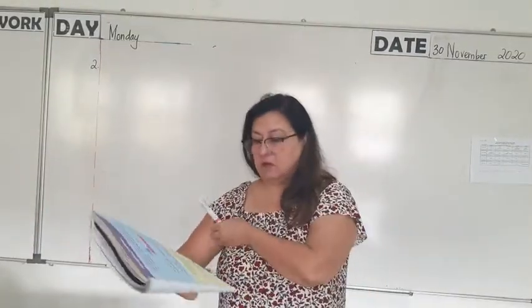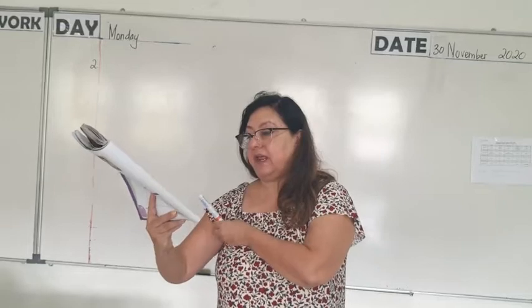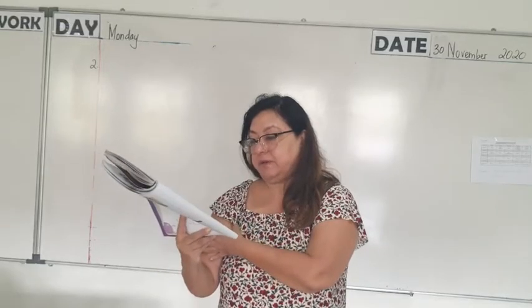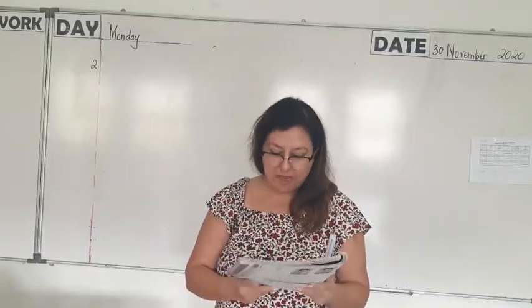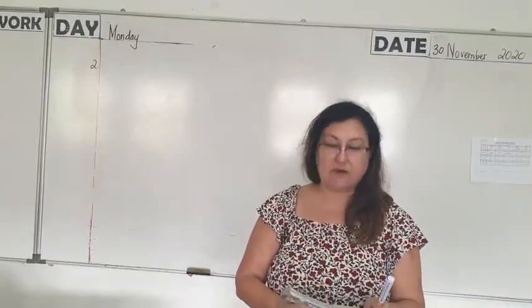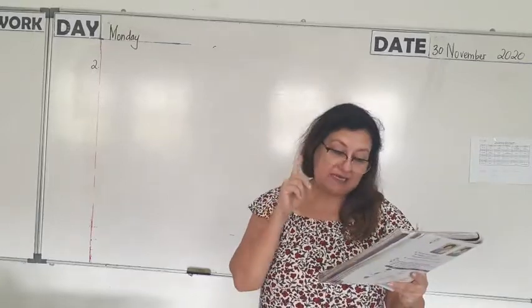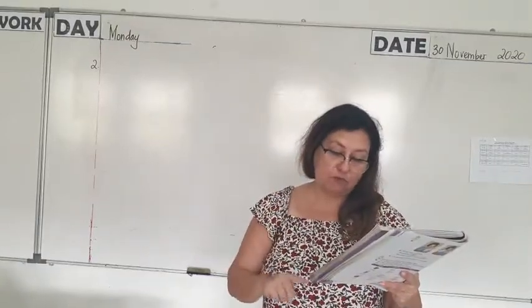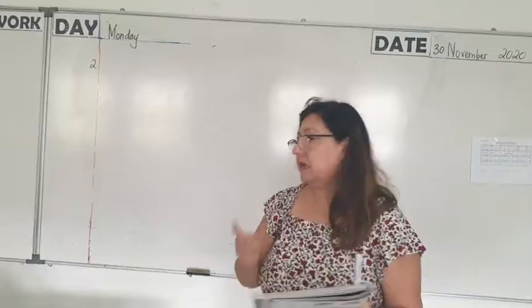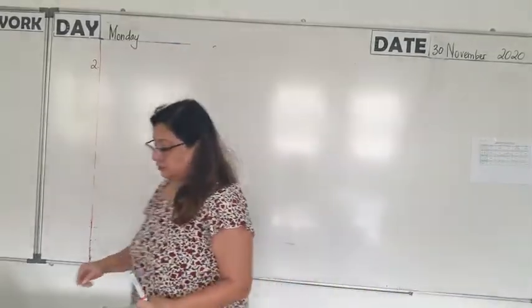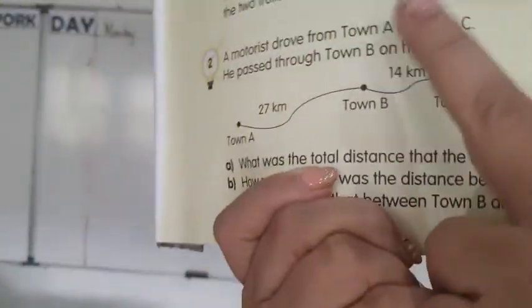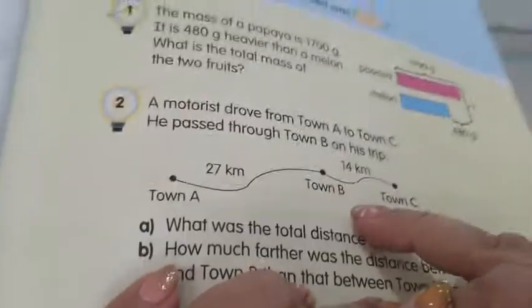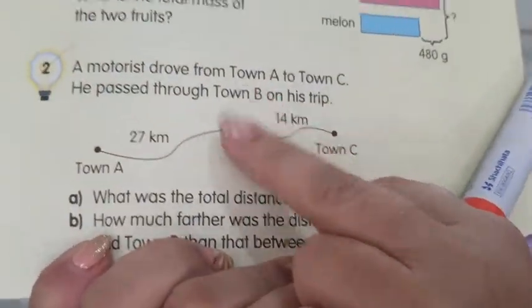How much further was the distance between town A and town B than between town B and town C? Now this is a bit confusing, but what they want you to find out is the difference in the distance between town A and town B and town B and town C. Now to understand this, we need to draw the model that they have shown. I'm going to draw this on the board, so you need to draw this in your book.